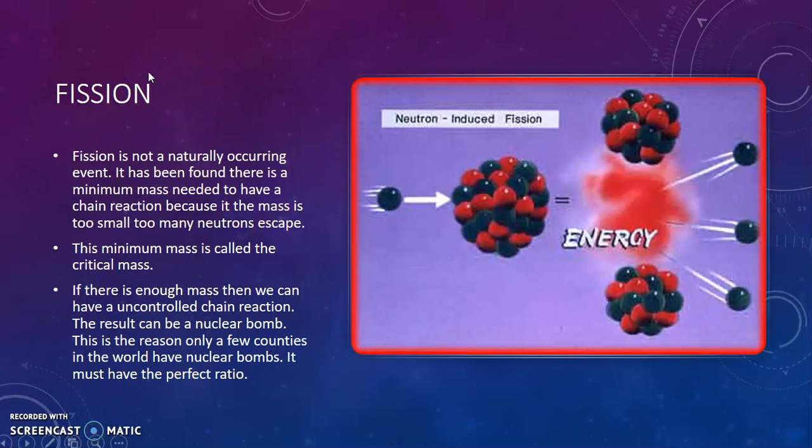Fission is not a naturally occurring event. It has been found that there is a minimum mass needed to have a chain reaction, because if the mass is too small, too many neutrons escape. This minimum mass is called the critical mass. So if there is enough mass that we can have an uncontrolled chain reaction, the result can be a nuclear bomb. This is the reason only a few countries in the world have nuclear bombs. It must be the perfect ratio.